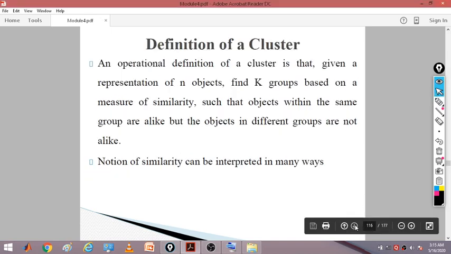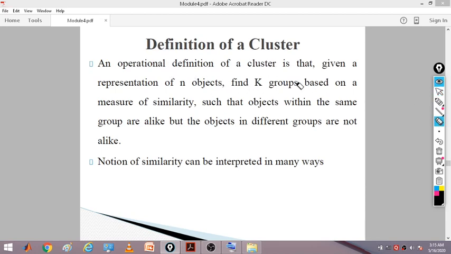So how do we define a cluster? The operational definition of a cluster is that, given a representation of n objects, find k groups based on a measure of similarity. You need to divide these n objects into k groups. Suppose I have 100 objects. Objects may be anything, people, items or anything else. I want to divide that set of objects into k groups, and this k can be any number, based on a measure of similarity.